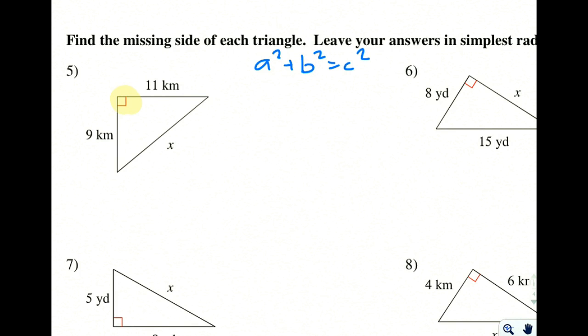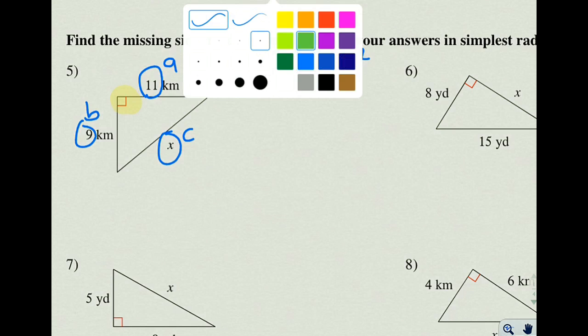So one of our legs is a, one of our legs is b, and our hypotenuse is always going to be the c. So in this first problem here, we want to figure out what x is. We need to make x our c. We need to make one of these our a and one of these our b. So we plug those all into the equation.